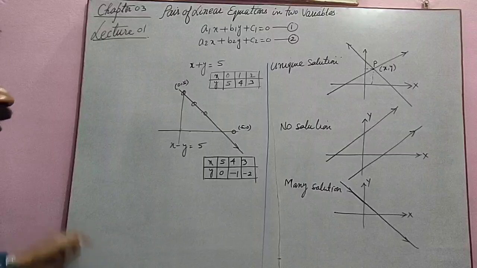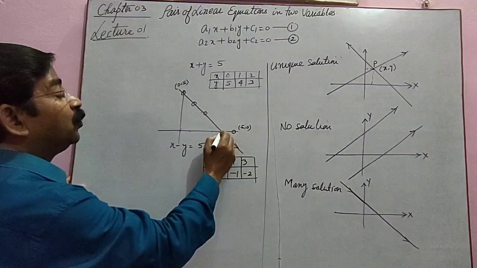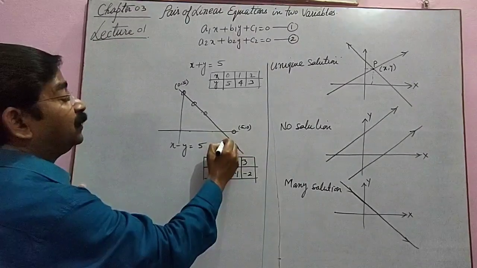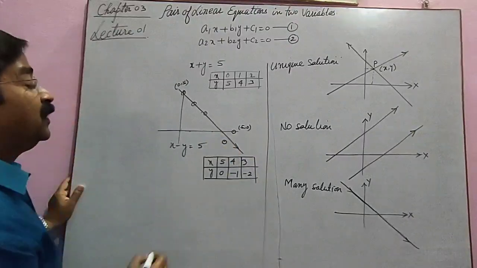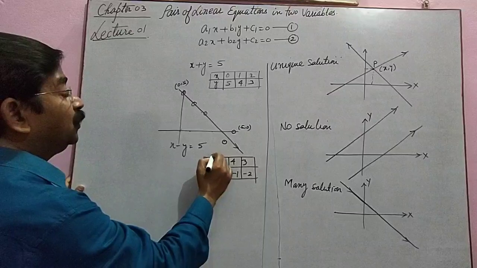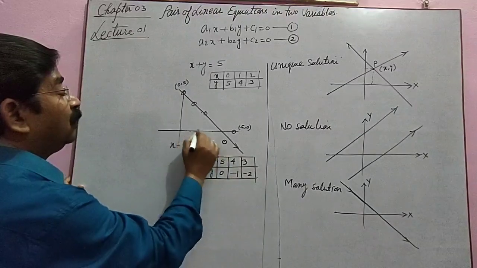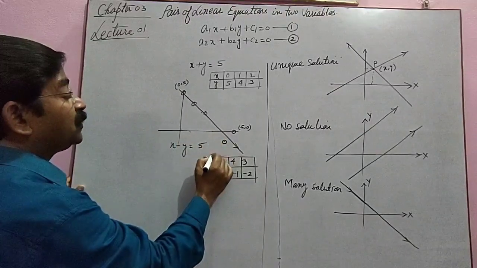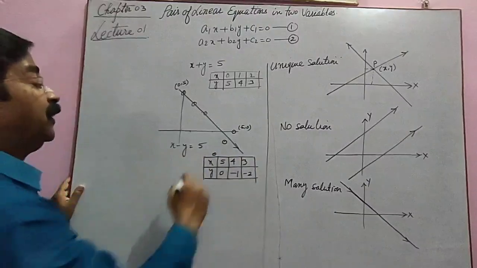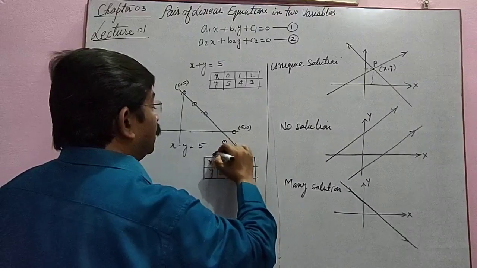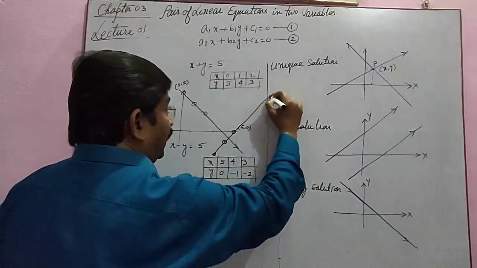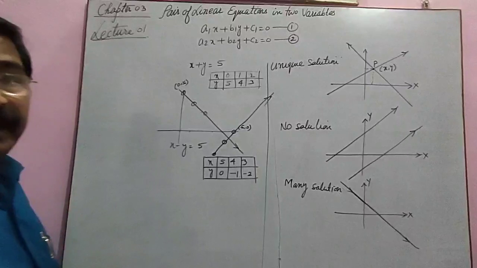4 comma minus 1. This is 4, suppose minus 1, this point. Another one is 3 comma minus 2. This is 1, 2, 3 and suppose this is minus 2, this point. If you join all these points, you will see that the line is passing this way.